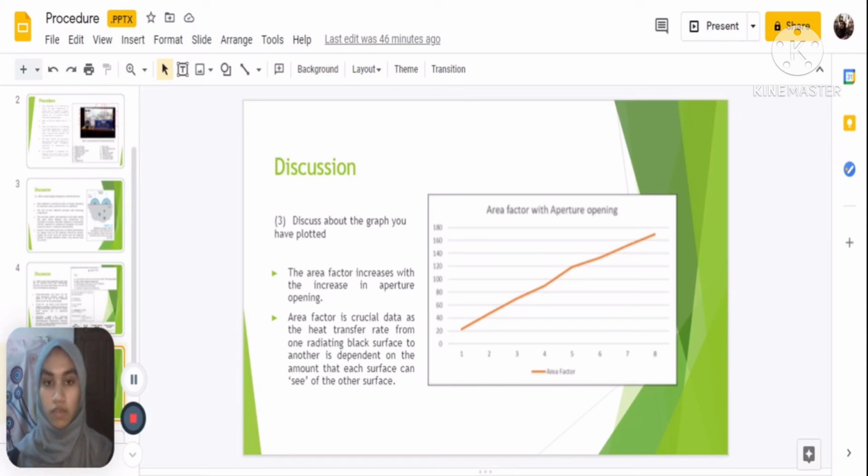The third question is to discuss the graph we have plotted. The graph we have plotted is the area factor versus the aperture opening. Here we can see that when the aperture opening increases, the area factor also increases. Area factor is crucial data in the heat transfer rate, as one radiating black surface is dependent on the amount of each surface that can see the other surface.